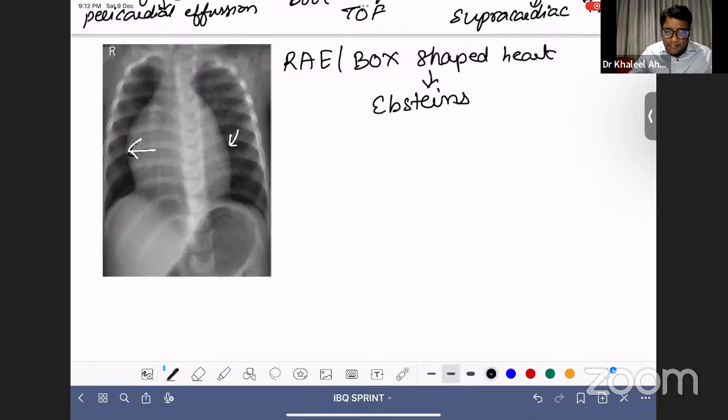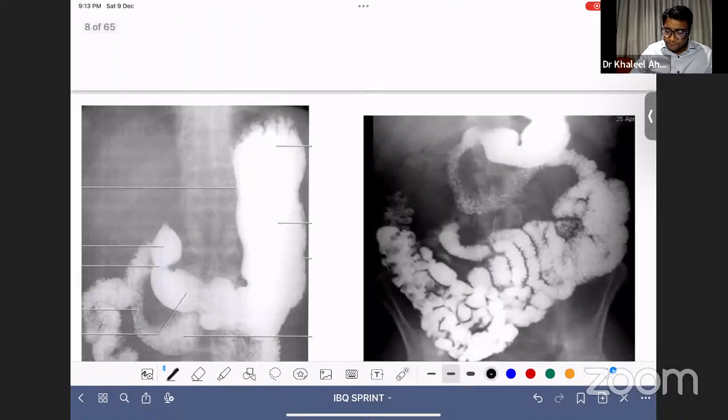So if you see the cardiac silhouette increased on both sides, that is pericardial effusion. But if only the right side is moving more towards the right, only right atrial enlargement, think of box-shaped heart, Ebstein's anomaly. Fine. Now, let's move to the next one.